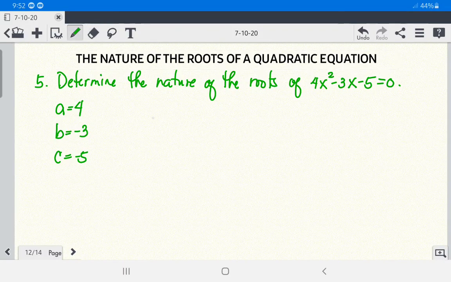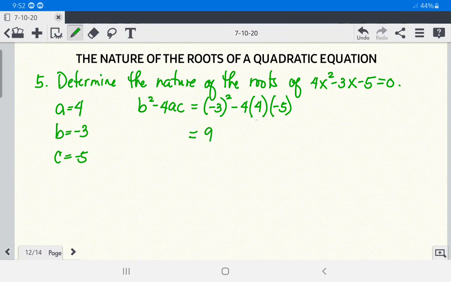Then using the formula b squared minus 4ac, so we have negative 3 because the value of b is negative 3, square it, minus 4 times a is 4, then c is negative 5. Negative 3 squared, we have 9. Then negative 4 times 4, we have negative 16 times negative 5, we have positive 80. Then 9 plus 80, we have 89. So notice that the discriminant is greater than 0, but not a perfect square.